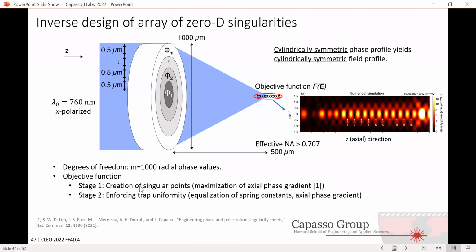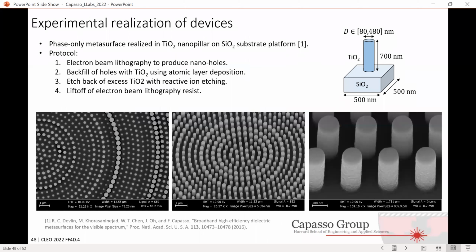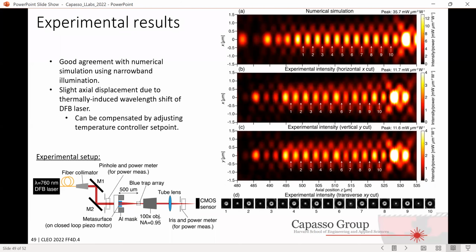So the idea was this strategy. This was done by inverse design: create a set of singular points by maximizing the phase gradient, and then enforce trap uniformity, which is really hard. And this is a really beautiful metasurface technology. It's made by my group, again, with titanium dioxide. This is a combination of e-beam lithography and atomic layer deposition. And these are the experimental results here.